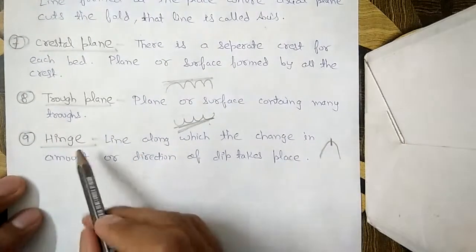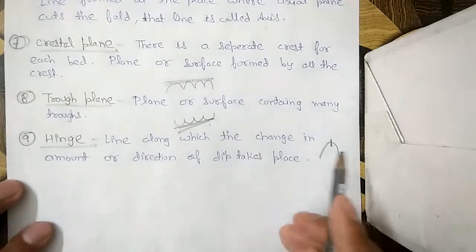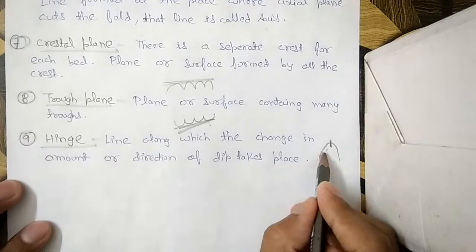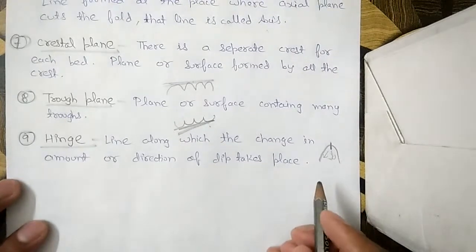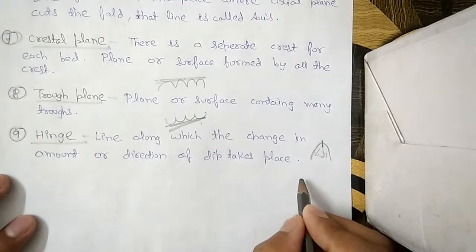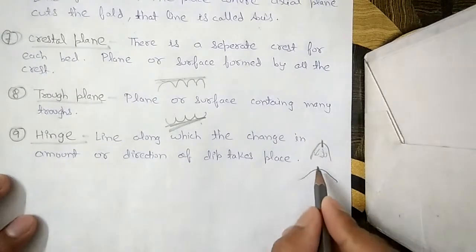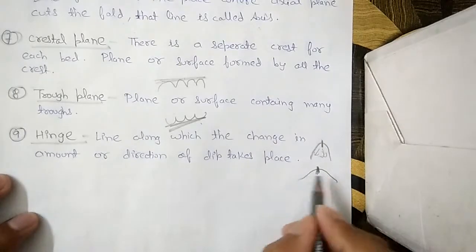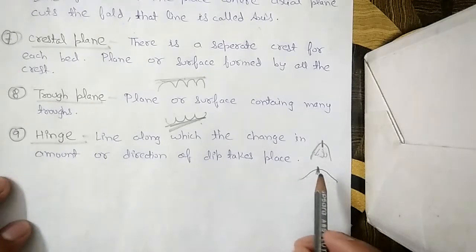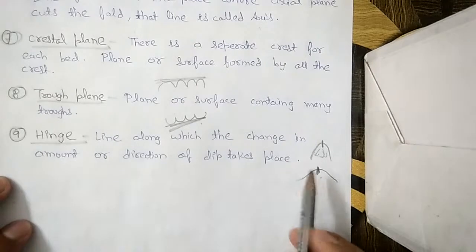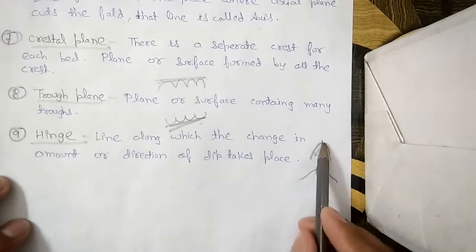And what is the hinge? It is a line along which the change in amount or direction of dip takes place. Suppose these limbs dip away from each other, and after some time it becomes like this. This is a line, and now the amount of dip has changed. The direction doesn't change, but the amount of dip has changed. So it is a line where the amount of dip or direction of dip changes. This line is called hinge.